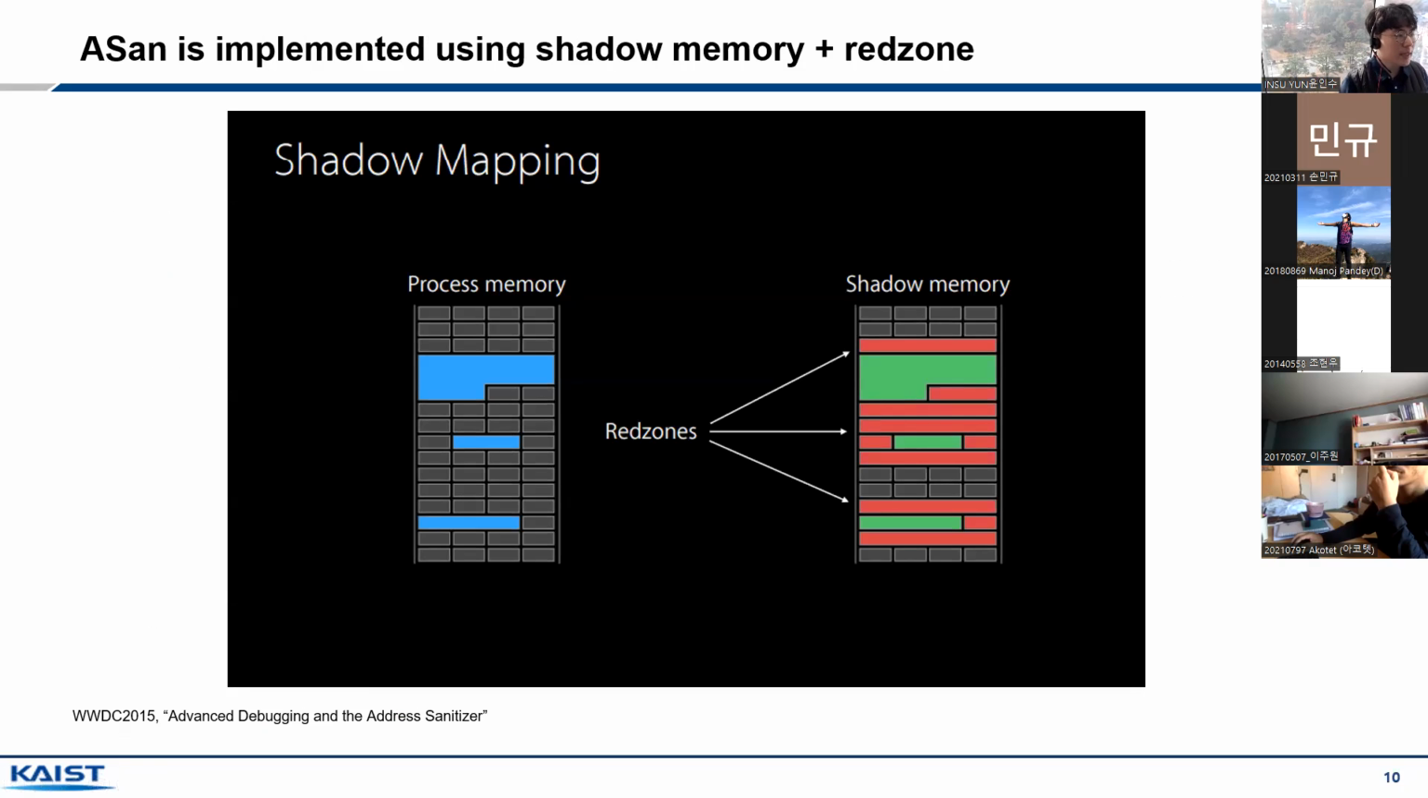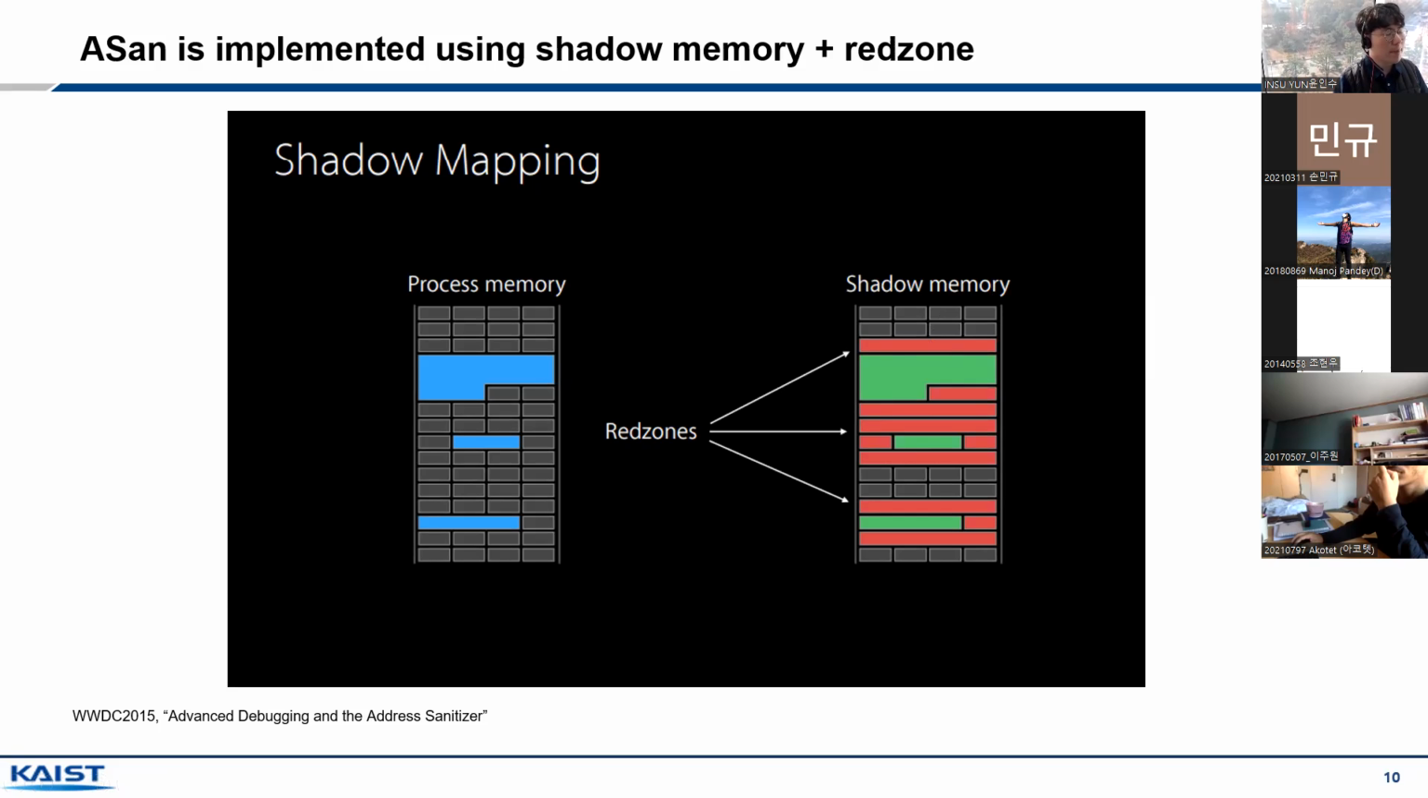And just to briefly explain how address sanitizer works in a very brief manner, what address sanitizer does is that it uses the shadow memory and the red zone. So when we allocate a memory, it puts what we call the red zone. This red zone contains some metadata information for representing what types of bug can happen in this red zone.